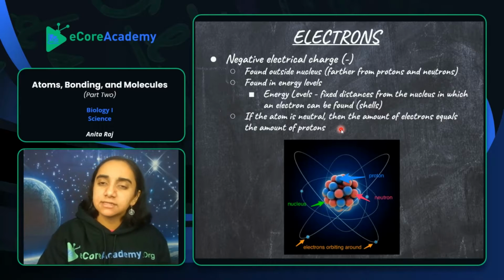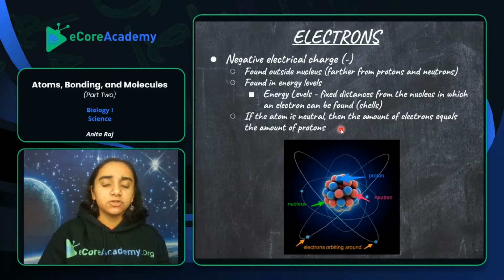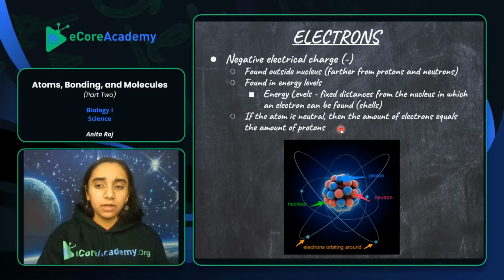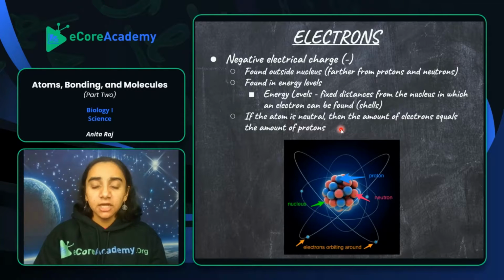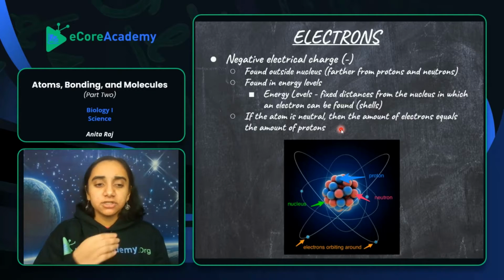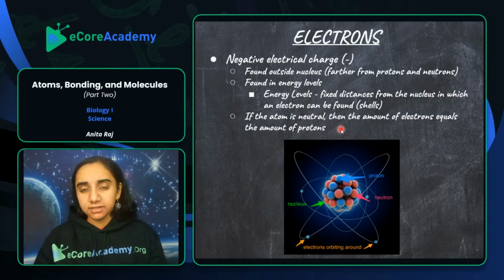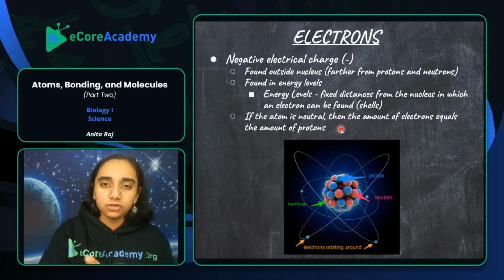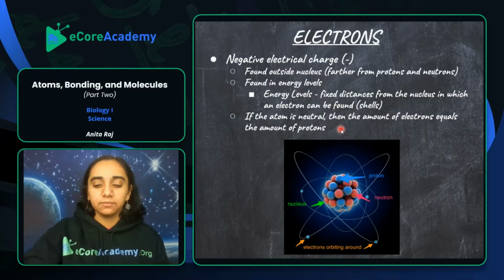This is not always the case, and we'll talk about that in the next video. Usually when you find a neutral atom, you will have an equal amount of electrons and protons. So if that's the case, you can literally just determine the amount of electrons in an atom depending on the amount of protons there are if you're given a neutral atom.